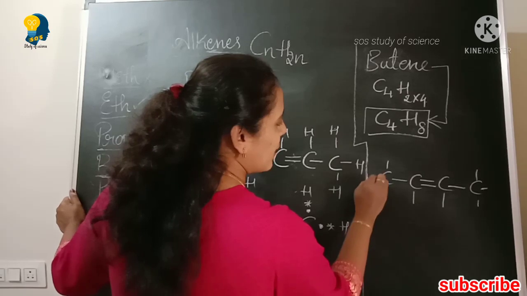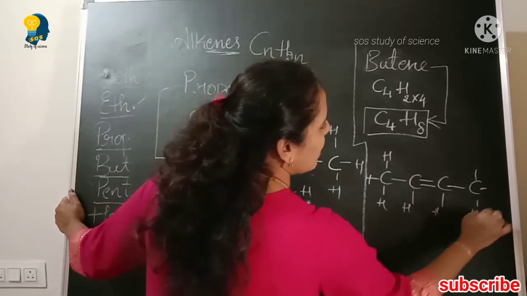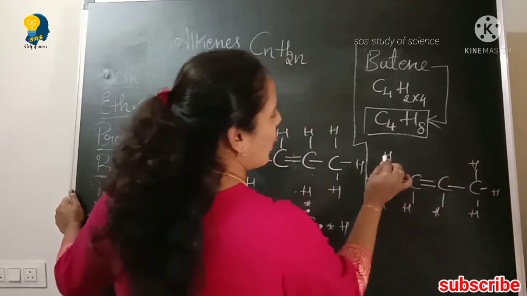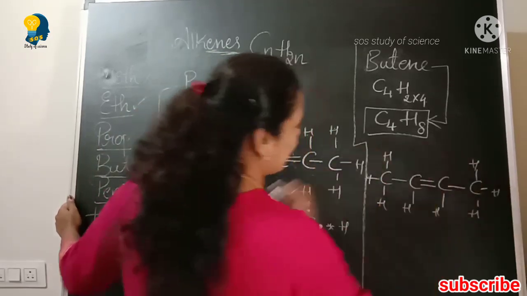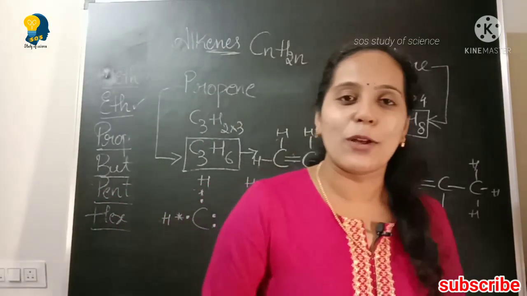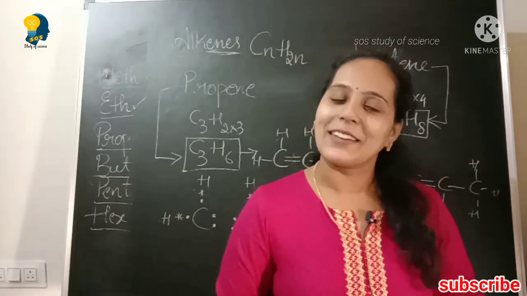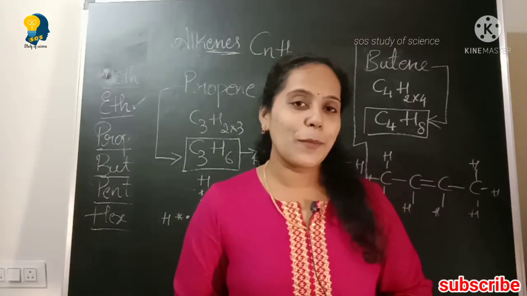So now we have to write the hydrogen atoms. How many hydrogen atoms should be there? There should be 8. 1, 2, 3, 4, 5, 6, 7, 8. So done, right? So will you try writing the electron dot structural formula for butene? If you have tried and if you got it correctly, do comment in the comment section. Okay. So this is all about alkene, guys.